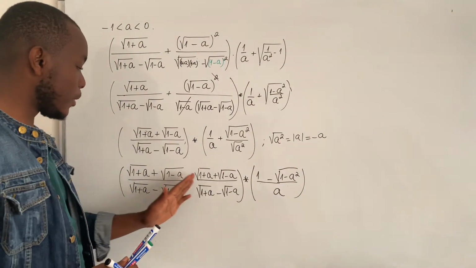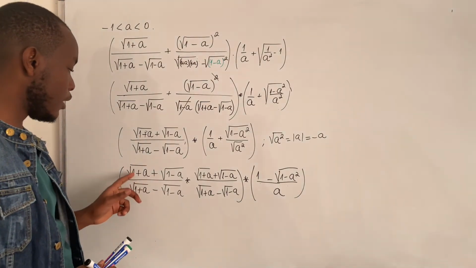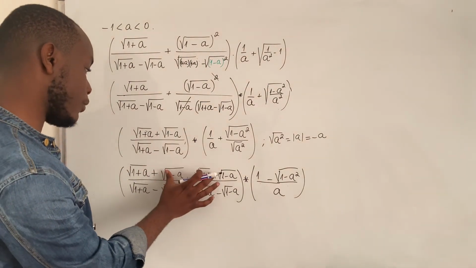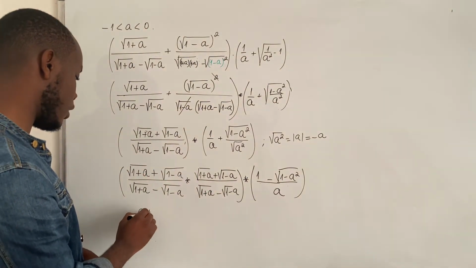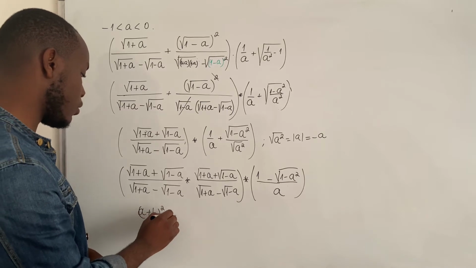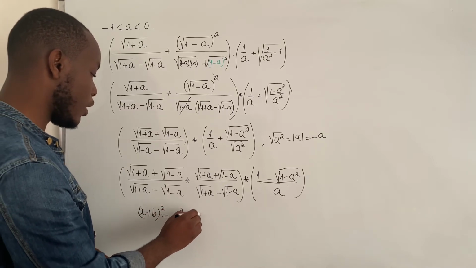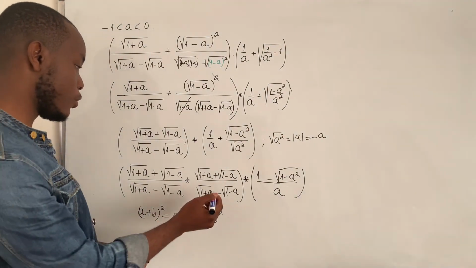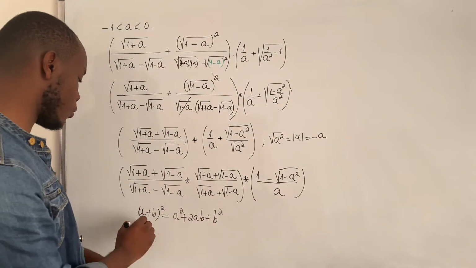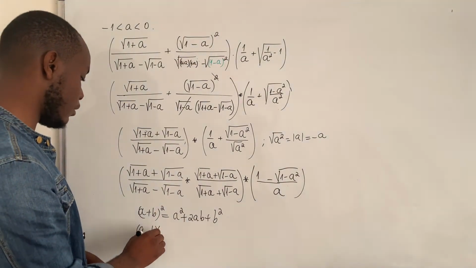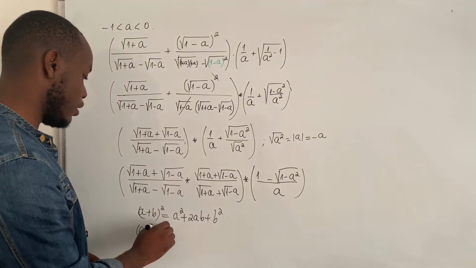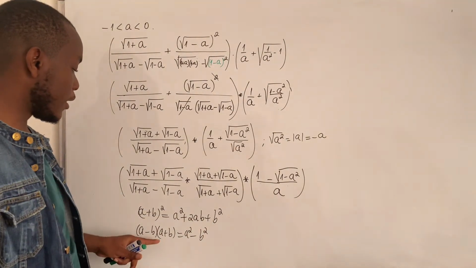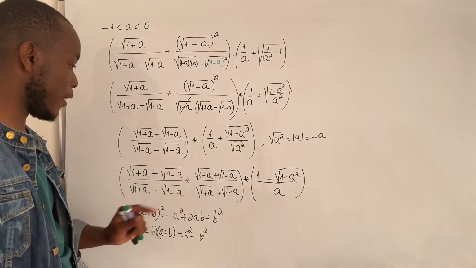Now, if we multiply this expression here, it is similar to this expression. For the first one, the numerator reminds us of this property: a plus b squared is equal to a squared plus 2ab plus b squared. While the second one is a difference of two squares, which says a minus b times a plus b is equal to a squared minus b squared. Okay, having that into consideration, we can apply it here.